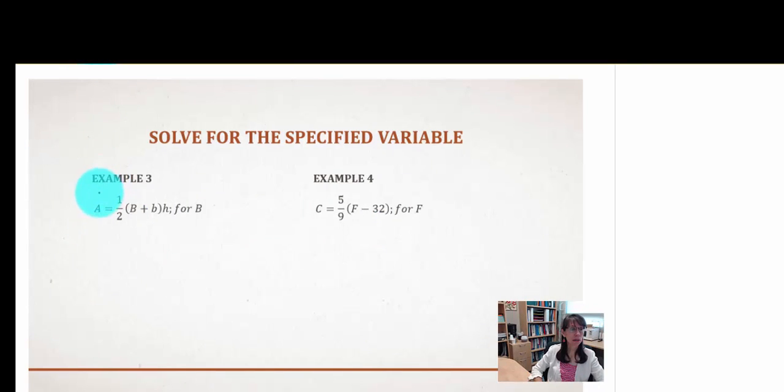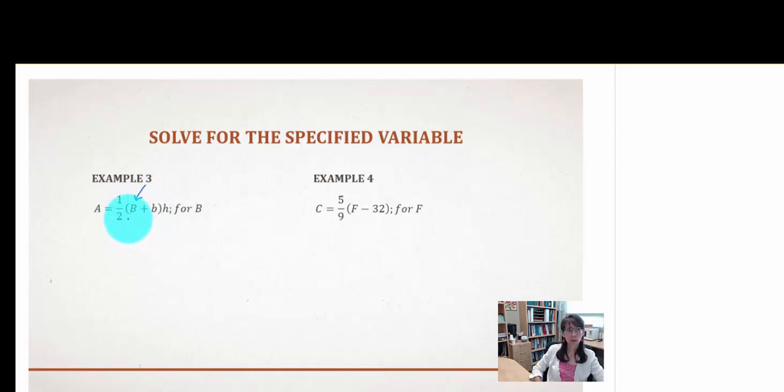In example 3, we have A equals 1/2 times the quantity capital B plus lowercase b times h. Capital and lowercase b are two different variables, so do not combine those. We want to rearrange this formula or literal equation for capital B. So here's where it's located.